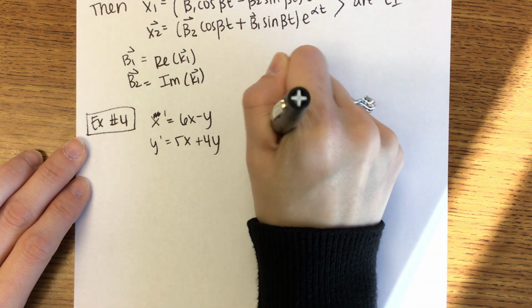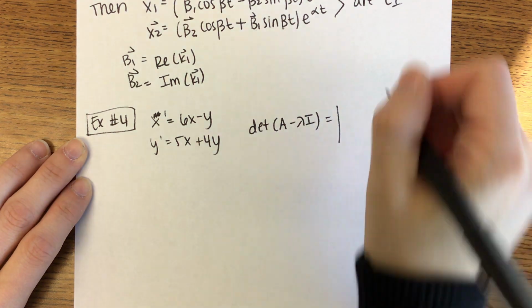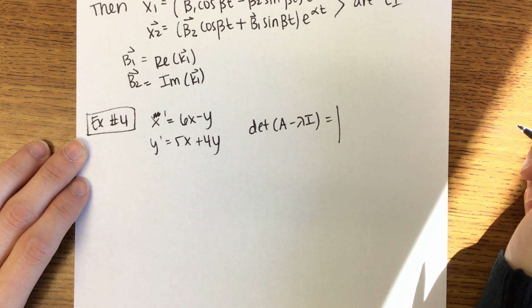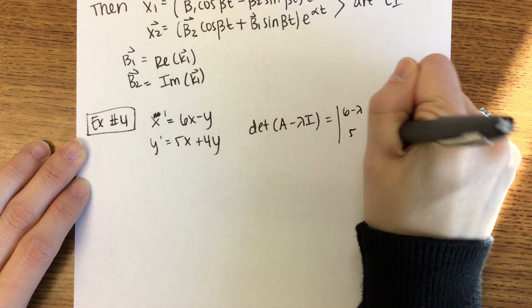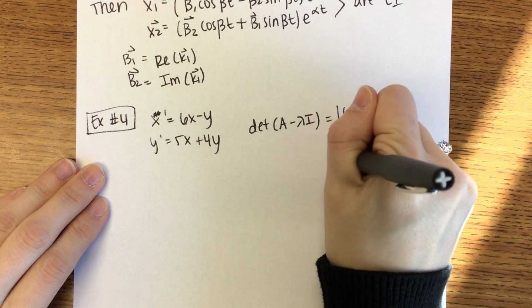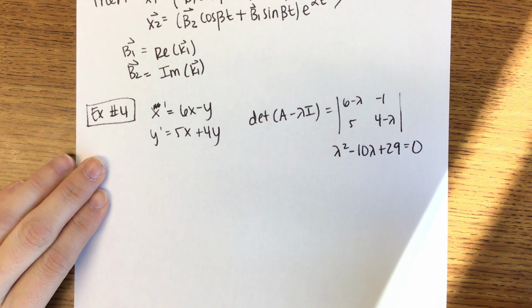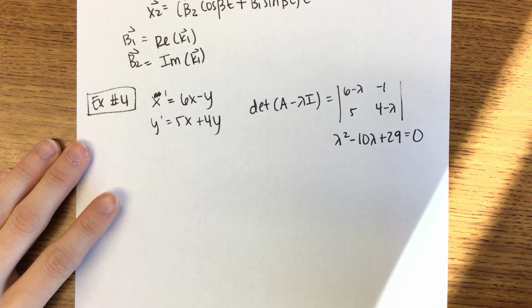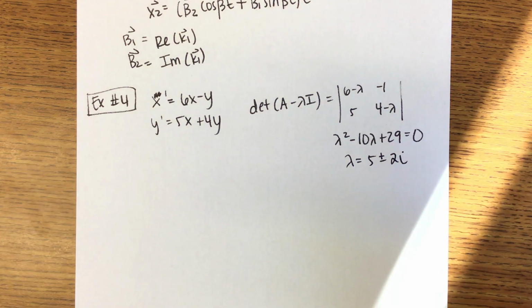Find our eigenvalues. We're going to do the determinant of A minus lambda I. So we have 6 minus lambda, negative 1, 5, and 4 minus lambda. I'm assuming you can find the determinant, yes? Yes. The quadratic ends up being lambda squared, subtract 10 lambda, add 29 equals 0. It does not factor, so you're going to have to do the quadratic formula. When you do, you get lambda is 5 plus or minus 2i.